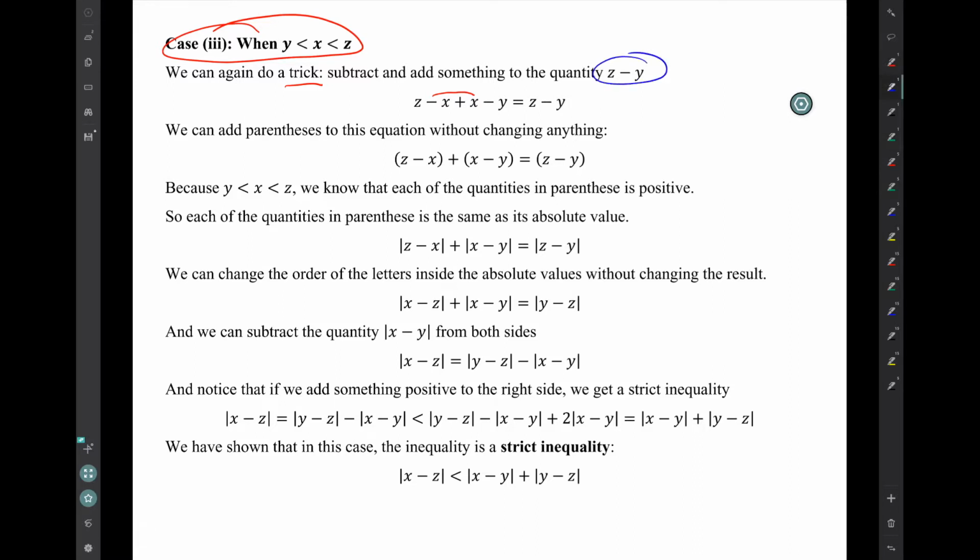We go through a bunch of steps. I'll let you read them. The result is we end up with this strict inequality. So the less than or equal to sign that was in the triangle inequality is actually a strict less than sign in case 3.